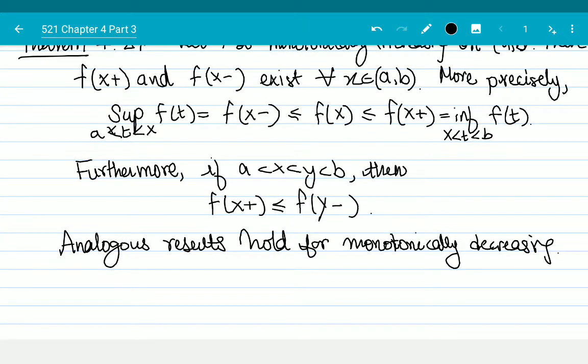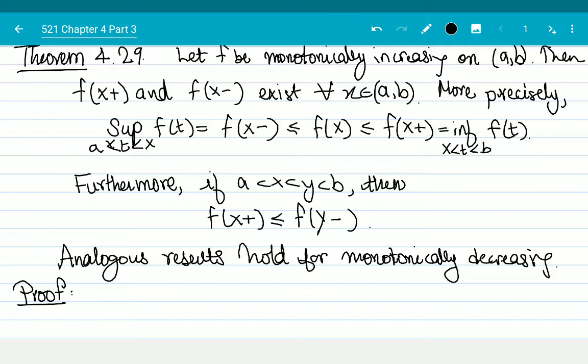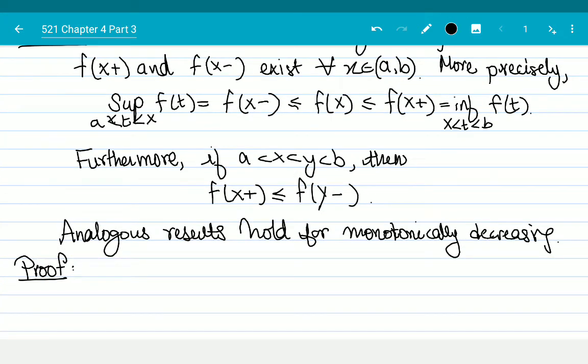Technically, the idea is simple. The proof is also technically simple. It just is a bit long. The idea is we are going to use the least upper bound property to show that these properties hold.